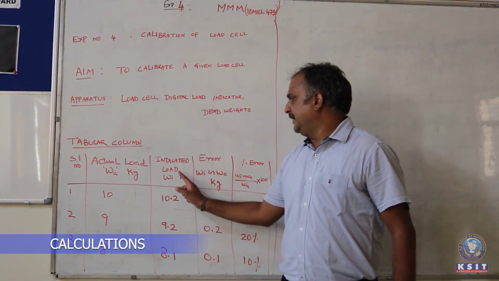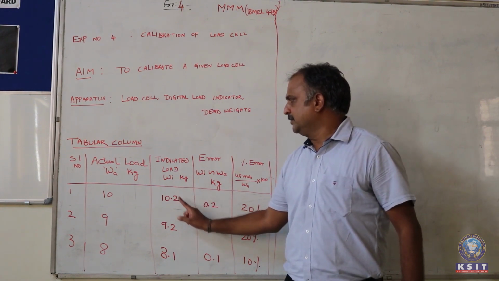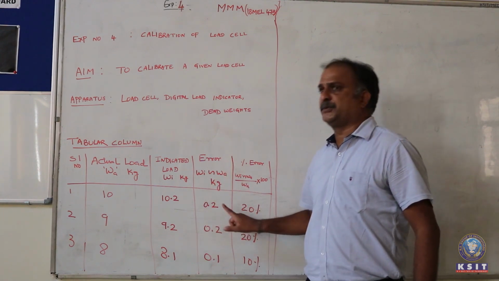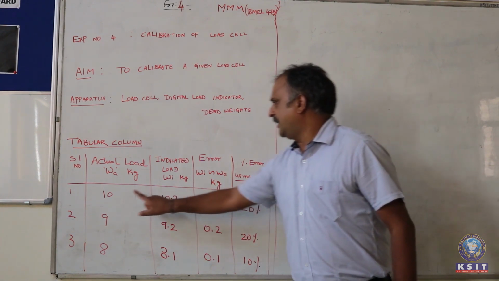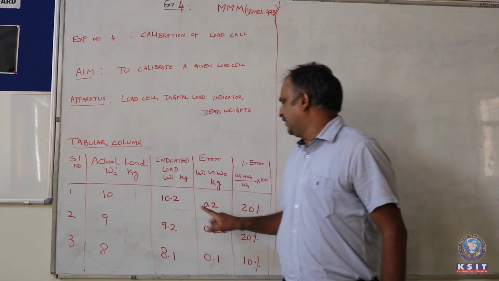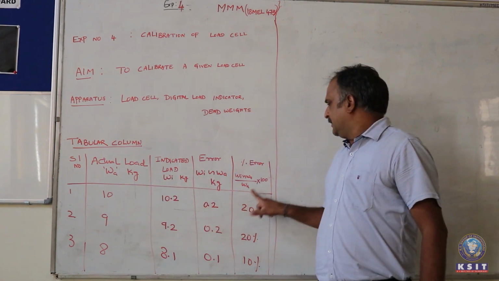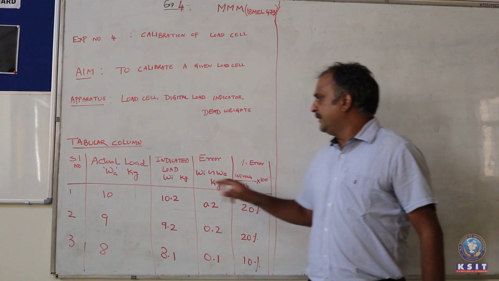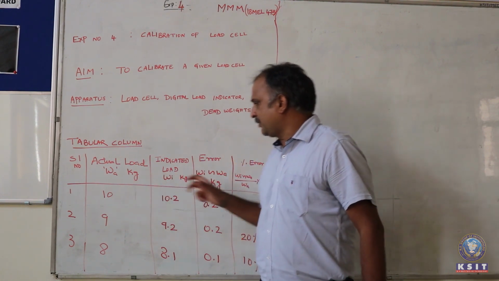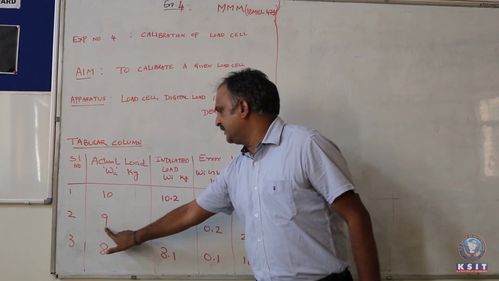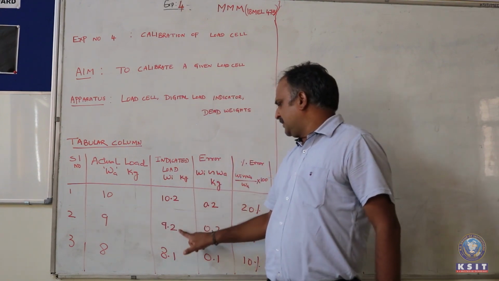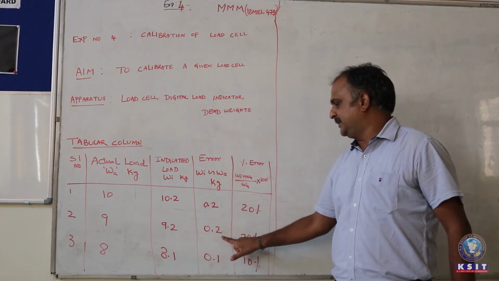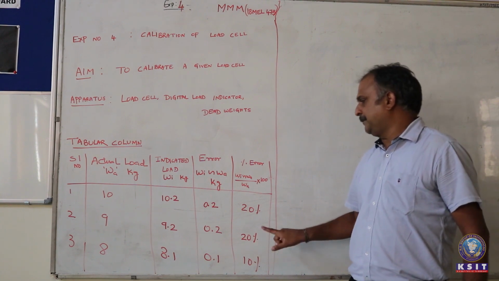We have found that the indicated load was showing 10.2 when we added a load of 10 kgs. So there is an error of 0.2 kgs. I take the difference of indicated to actual, and I got 0.2 kgs. Correspondingly, I find the percentage error, that is 20%. Similarly, next I will take out 1 more kg of load. The actual load is now 9 kgs, but the load cell has indicated 9.2 kgs. So the error becomes 0.2 kg. The percentage of error is 20%.